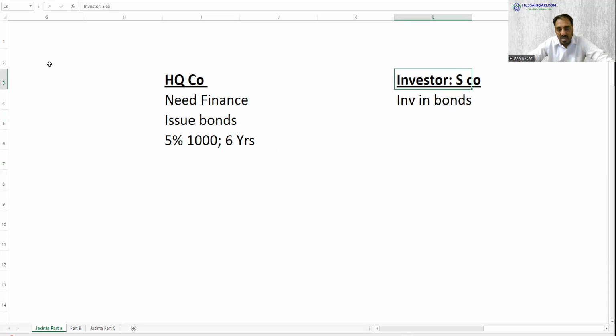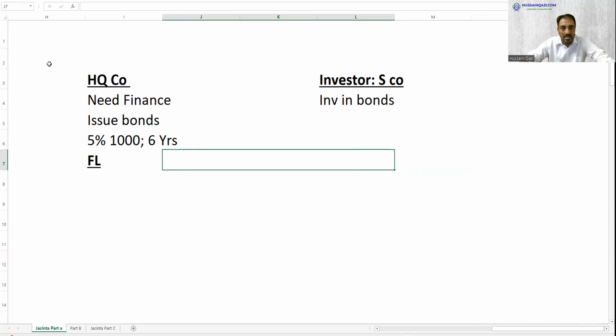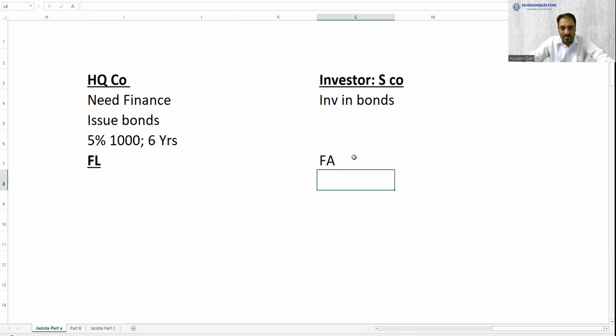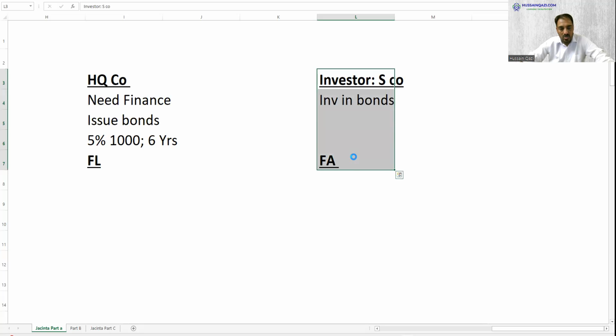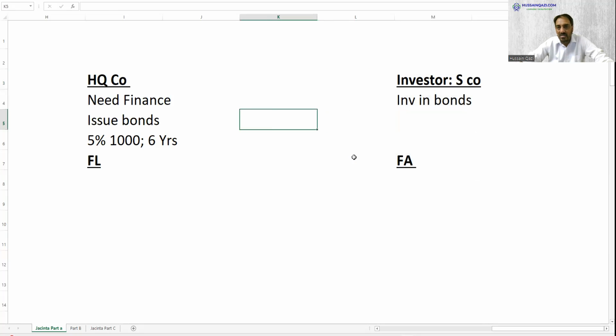Okay. So first of all, for HQ company, this is a financial liability. And this investor, S company, which invests in the bonds, holds a financial asset. It's very simple. And the total commitment, for example, the redemption time is 6 years. Sir, do let us know where is the concept of credit impaired financial asset. That's called PIFA.